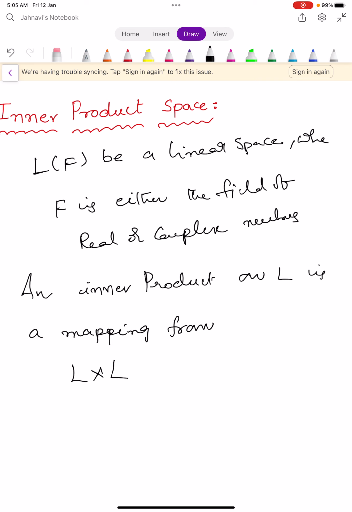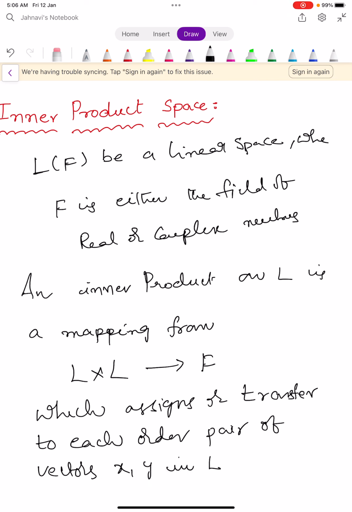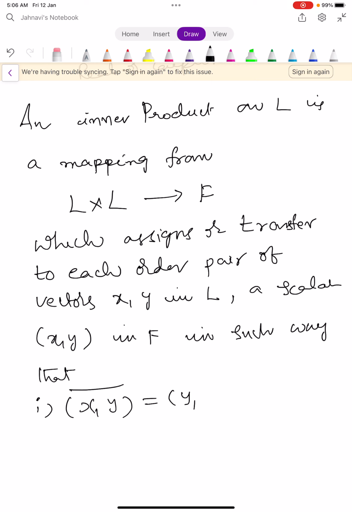An inner product on L is a mapping from L cross L, meaning the Cartesian product of L with itself, into capital F, which assigns or transfers to each ordered pair of vectors (x, y) in capital L a scalar (x, y) in capital F in such a way that, let us see the first condition, the conjugate of (x, y) is equal to (y, x).